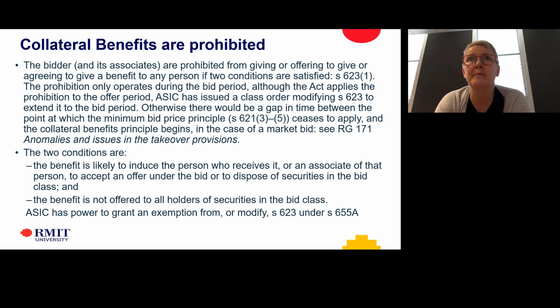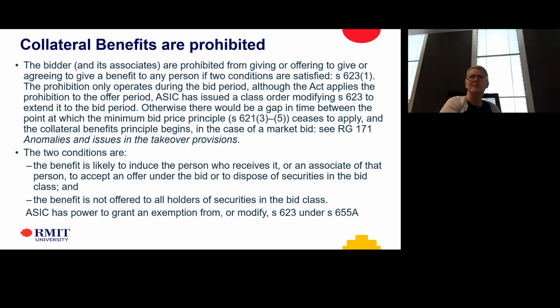Section 623 basically prohibits, during the bid period, a bidder or their associates from giving, offering to give, etc., a benefit to any person where the benefit is likely to induce that person or their associate to accept an offer or to sell securities in the bid class, or where the benefit is not offered to all holders of securities in the bid class. This is either completely obvious to you or not at all, is the way it tends to work.